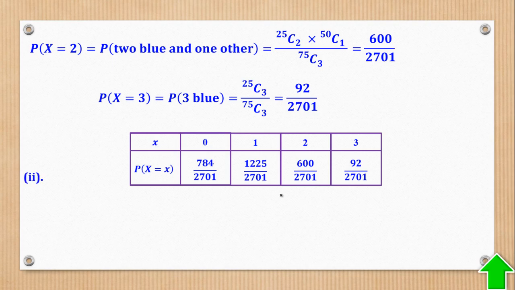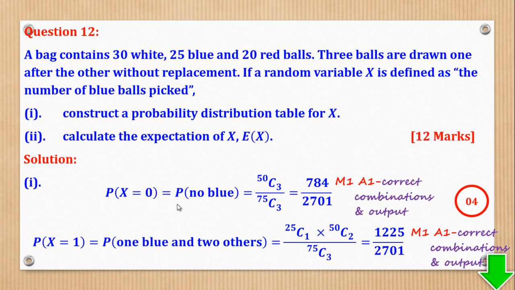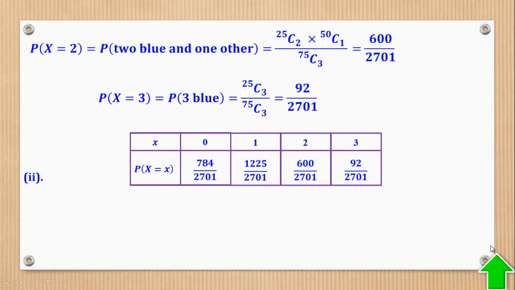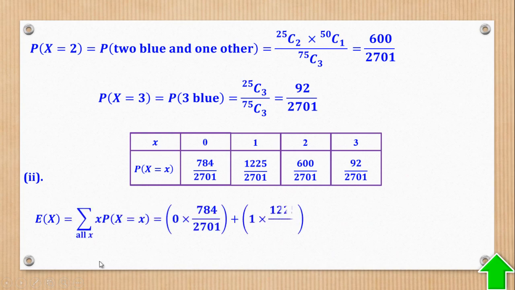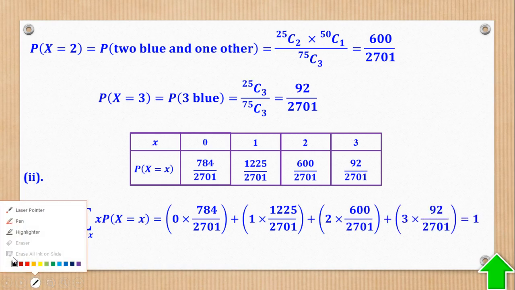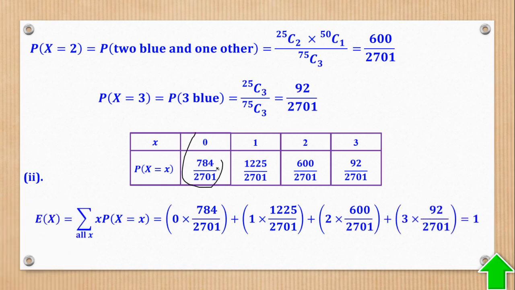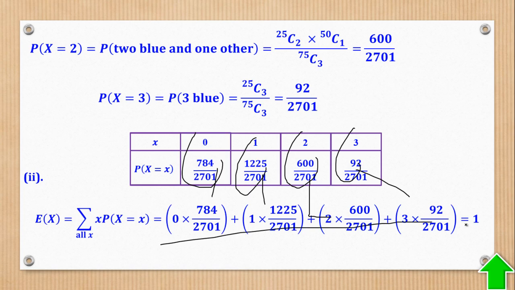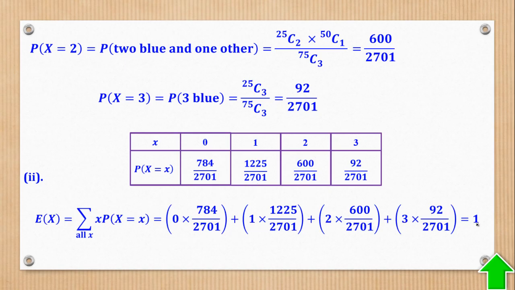Then Roman 2, they wanted the expectation of x. Expectation means xpx, and sum it up. So this with this, this with this, this with this, which is here, and this with this. So when you add all these ones, you'll come up with 1, and that will be the expectation of x.